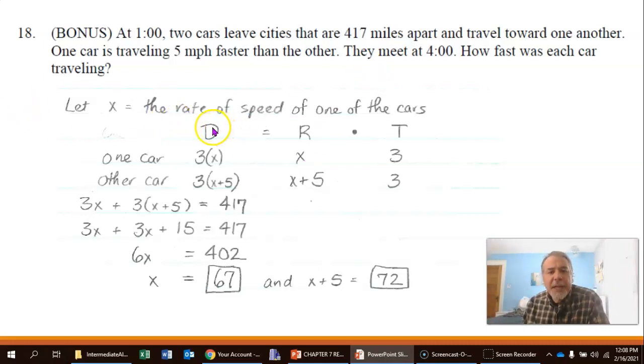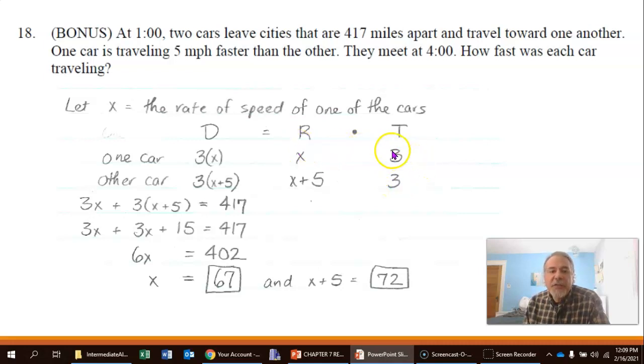So I set up my little table with distance equals rate times time, and I put x and x plus 5 in for the rates of speed of those two cars. We also know the time. They left at 1 o'clock, they got together at 4 o'clock, so how many hours were they traveling? 3 hours. One car was traveling 3 hours, so was the other.